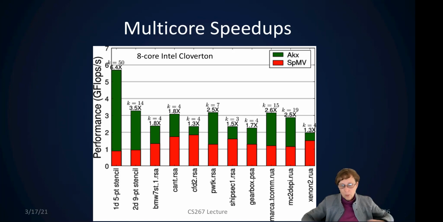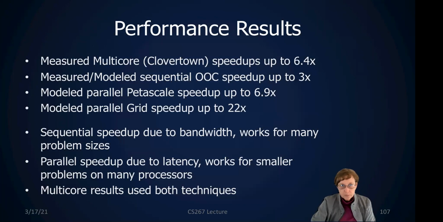Obviously, a 1D mesh is really easy to partition, so that is the best case. And some of these harder things then have a lower speedup, but still a substantial speedup. And here's some of the kind of speedups that you get overall. You can see 6x on the Clovertown, that Intel Clovertown that I mentioned, a multi-core system.